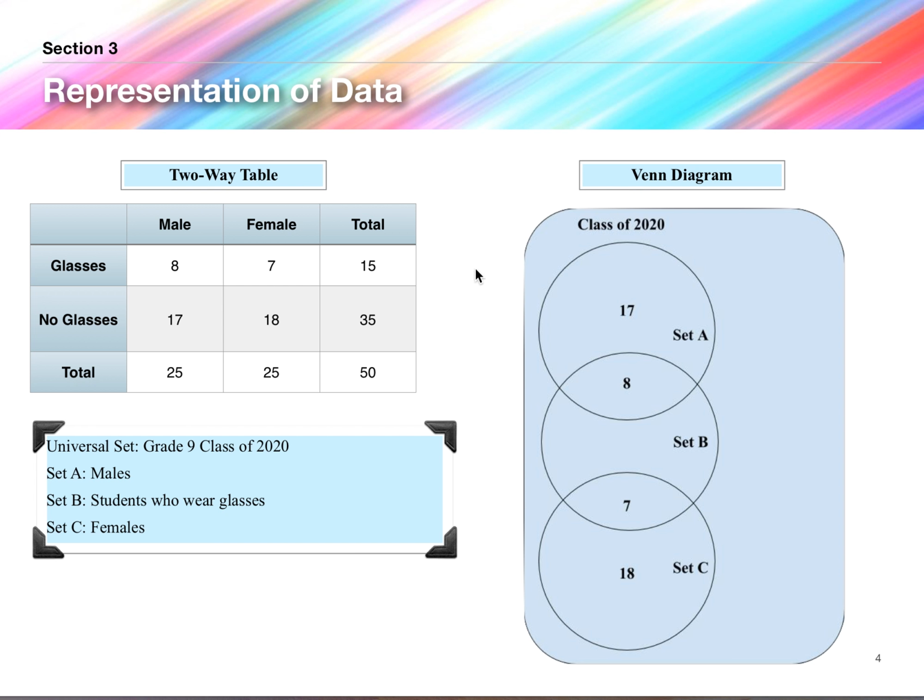Another representation is a Venn diagram. I created three sets. Set A is males, Set B is students who wear glasses, Set C is females.